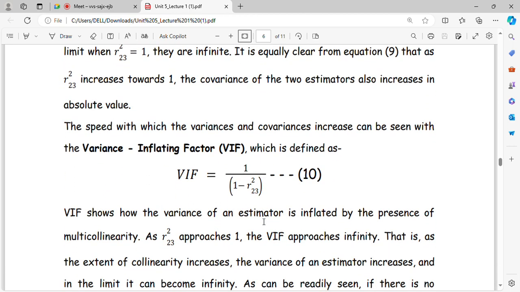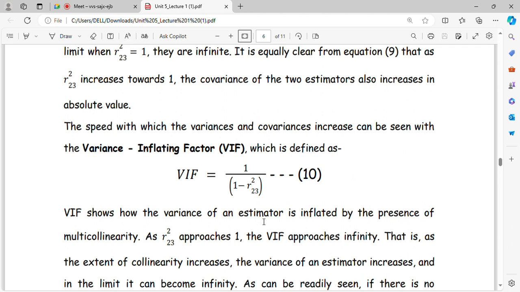So now to detect the multicollinearity, we use the variance inflation factor. Very important. This may come in your exam. What is VIF? If you see the past year questions, you will get this question. What is variance inflation factor?